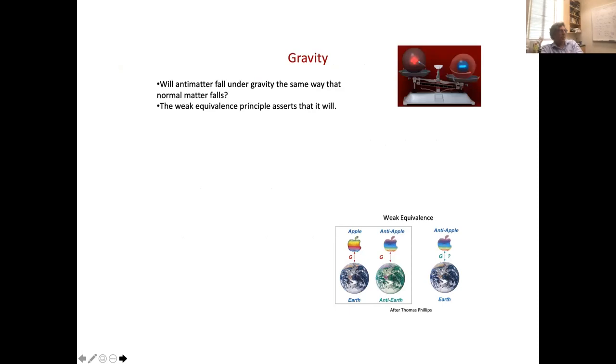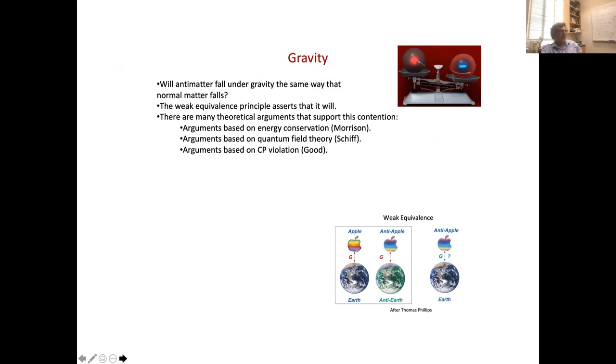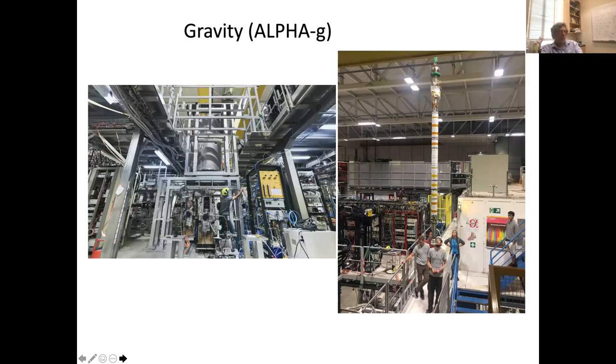So, will antimatter fall under gravity the same way normal matter falls? According to Einstein, and you know, it's risky to bet against Einstein, but here we are, the weak equivalence principle asserts that it will. There are many theoretical arguments that say this should be correct. And here you can see the authors in parentheses after their arguments. But we're going to go ahead and do the experiment in experimental science.